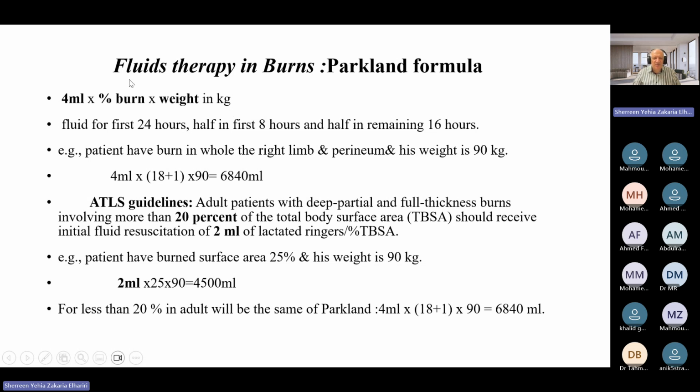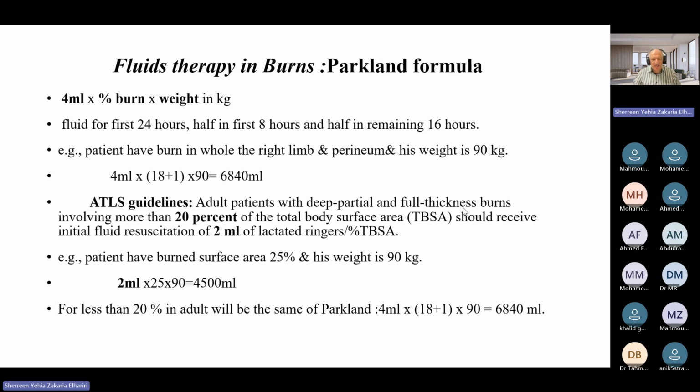In fluid therapy, does anyone work in burns? For many years, if you give fluid to a burn patient, we have an equation called the Parkland formula: 4 ml times percentage burned times weight. Usually we have a burn station in physiology, by the way. This is for the first 24 hours, half in the first 8 hours and the remaining in the next 16 hours. So, for example, if the patient has a burned area of 19%, this is the amount.